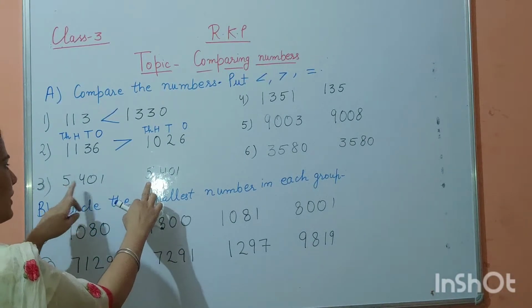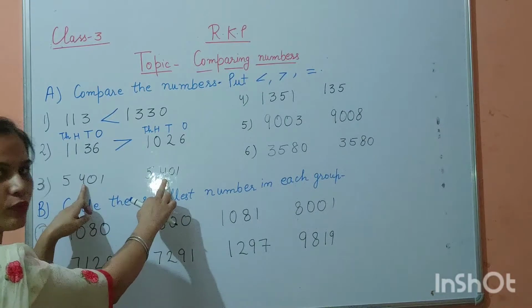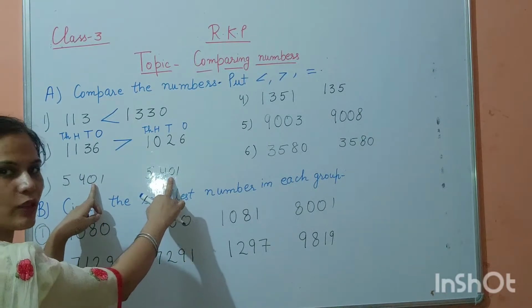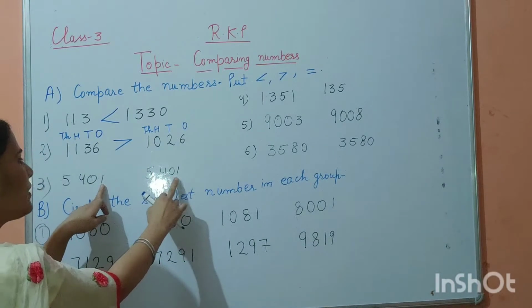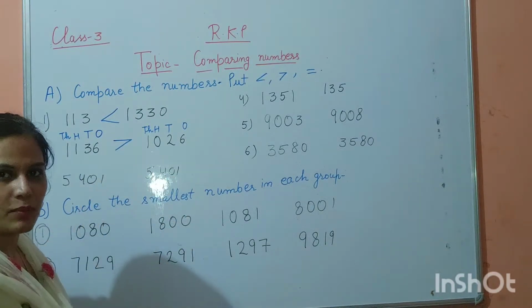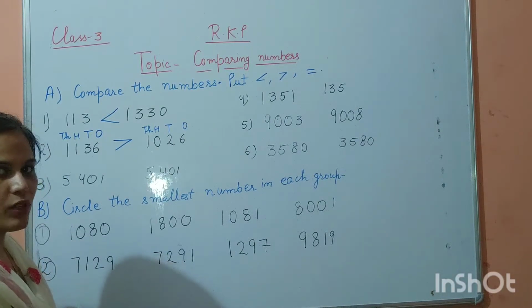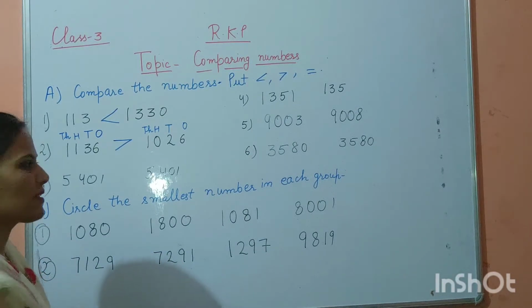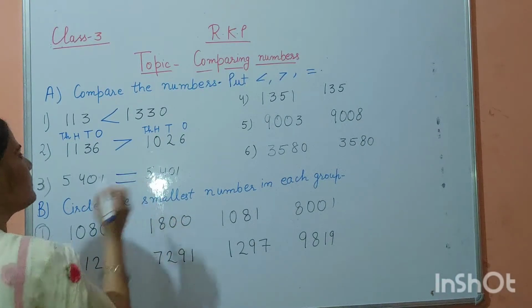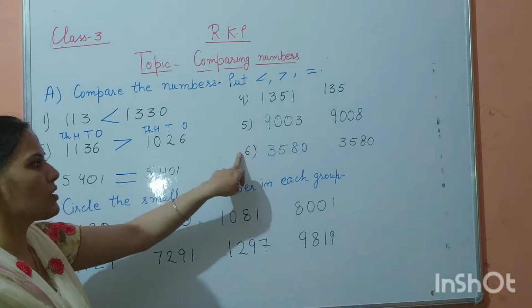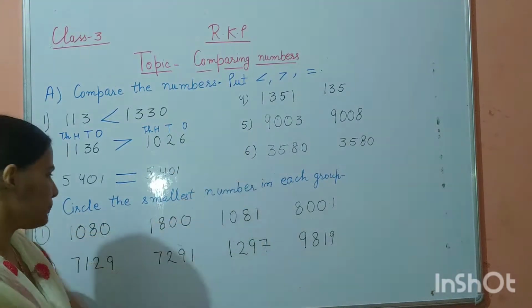Both are same. At hundred place, 4, both are same. Now go to tens place, 0, both are same. 1 at ones place. Means all digits are same and equal. Then what sign will come? Equal sign. Okay students, so do these questions by yourself.